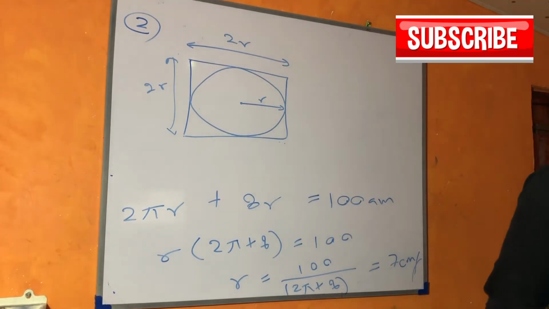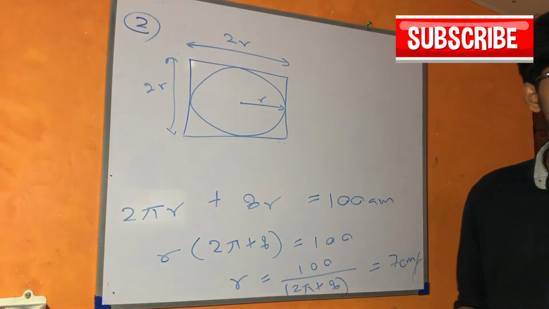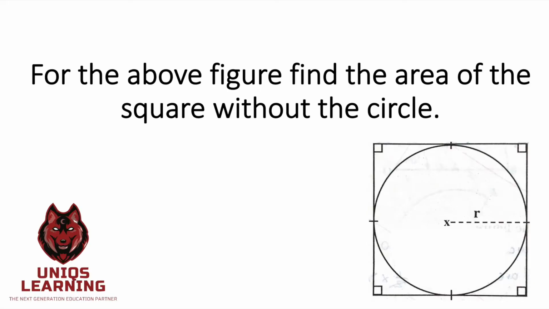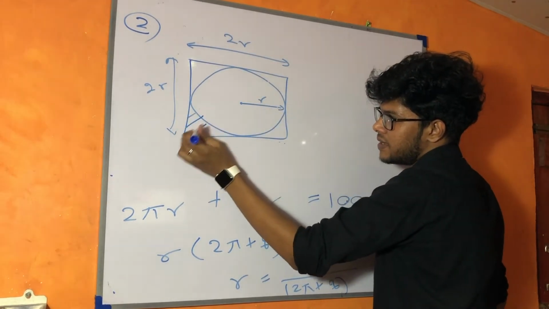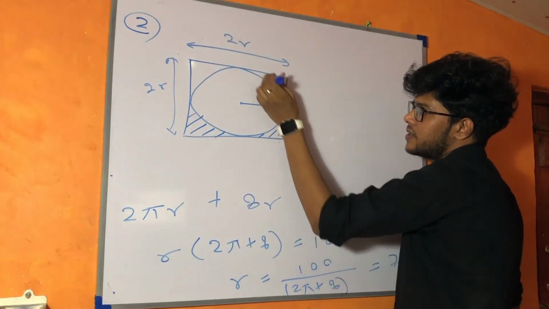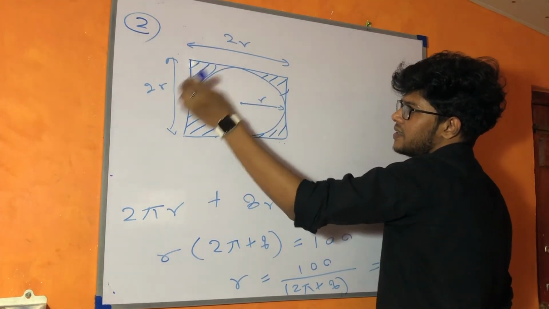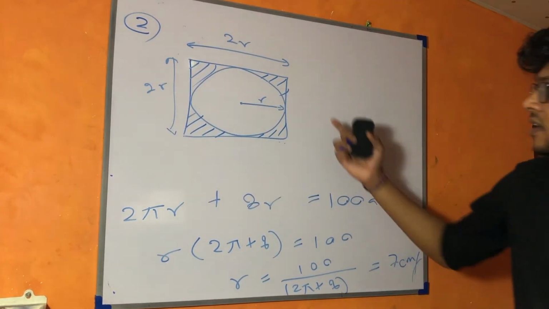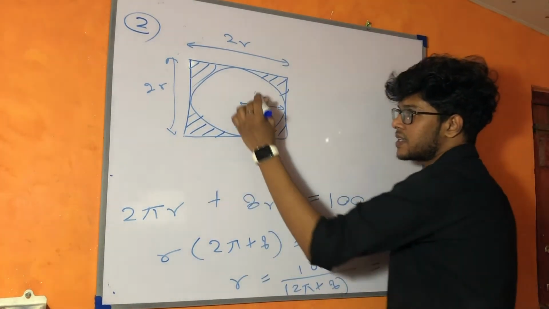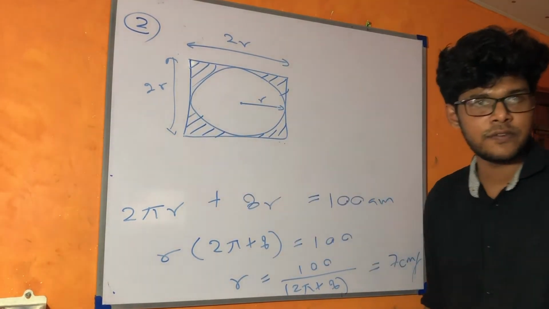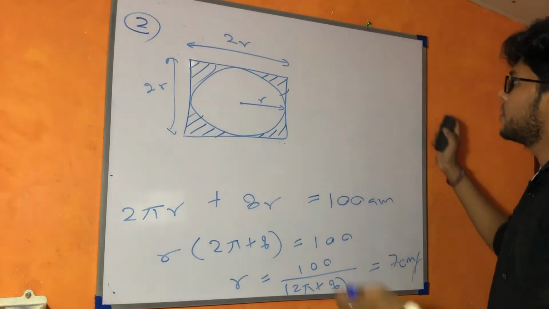Okay, the second question. For the above figure, find the area of the square without the circle. So this area is not considered, but this area is considered. This area is considered, and this area is considered. So how can we find it? You can find the area of the square and deduct the area of the circle from that value.